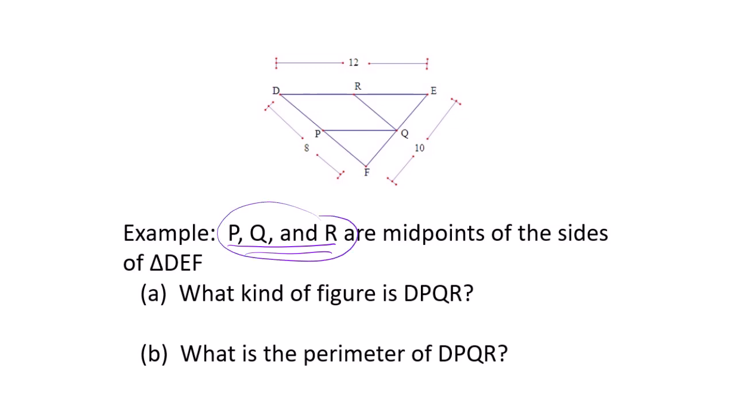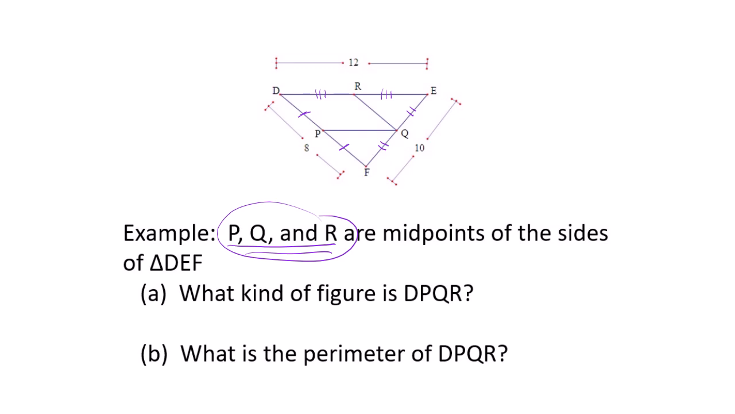If P is the midpoint of DF, then by the definition of midpoint, DP is congruent to PF. If Q is the midpoint of FE, by definition of midpoint, QF is congruent to QE. And if R is the midpoint of DE, by definition of midpoint, DR is congruent to RE. So all those relationships are true.